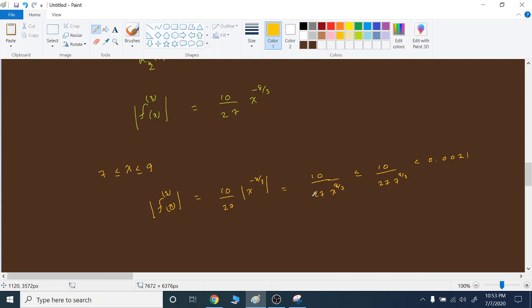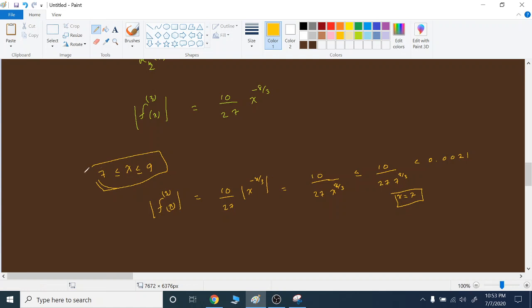We know that when the denominator is increased, the whole value will decrease, and when the denominator is decreased, the whole value will increase. So the maximum number that you can get from here when x belongs to this range will be when x is equal to the smallest value. So here we have substituted the smallest possible value in our chosen region.